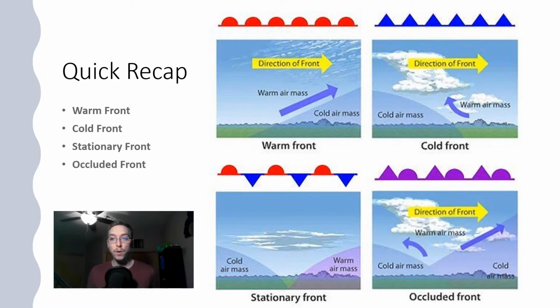And then an occluded front occurs when a cold front overtakes a warm front. There are both cold and warm occlusions. In a cold occlusion, the colder air is found behind the front. Conversely, a warm occlusion is characterized by warmer air located behind the front.